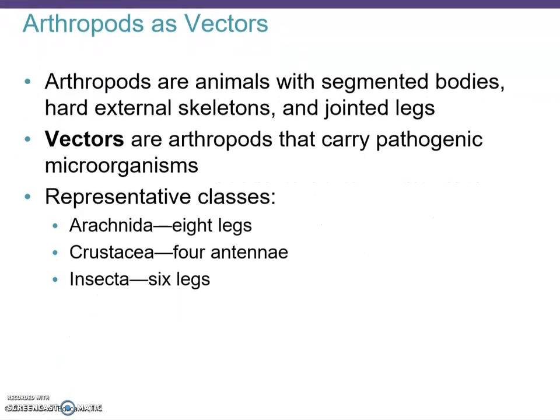Lastly, we're going to finish up here with arthropods as vectors. Arthropods, arthro means joint, or in this case, joint-footed animals. So arthropods are joint-footed animals with segmented bodies. They have hard exoskeletons, so external skeletons, and then jointed legs. Vectors, so when arthropods become vectors, that means the arthropod will carry a pathogenic microorganism and then transmit it.